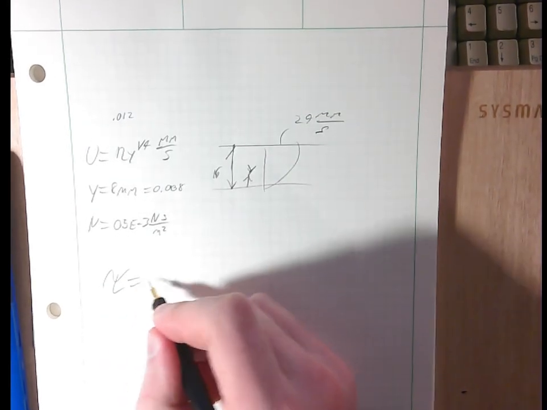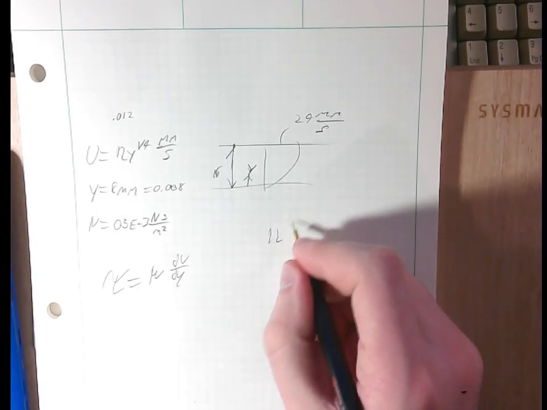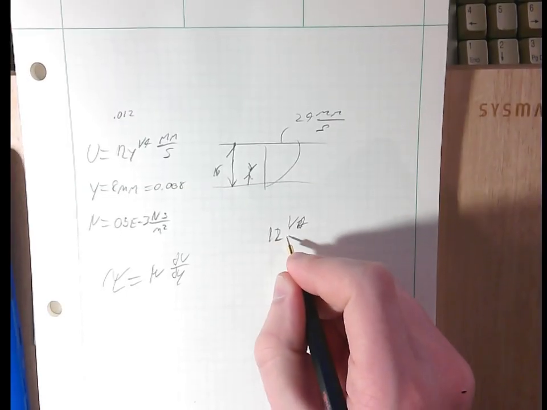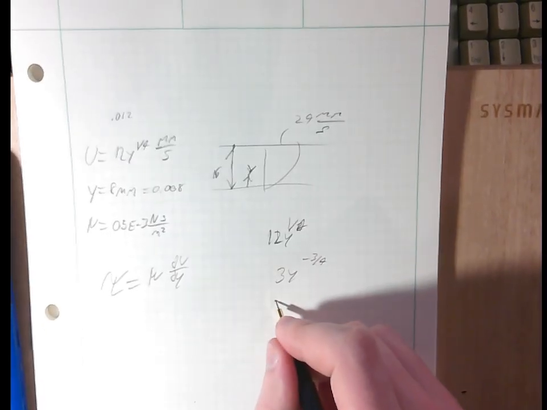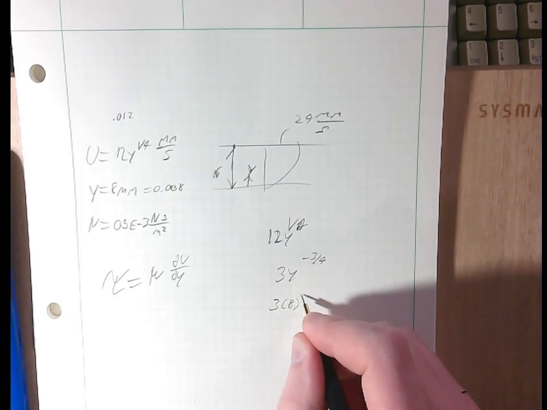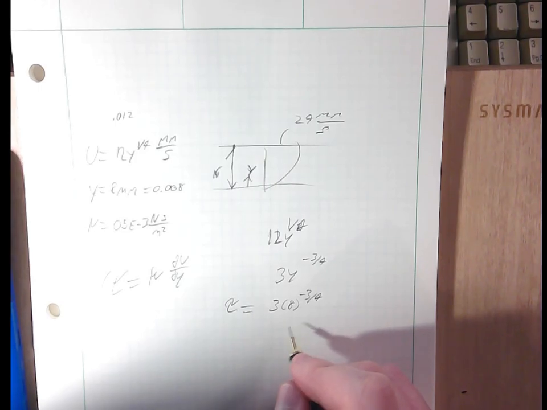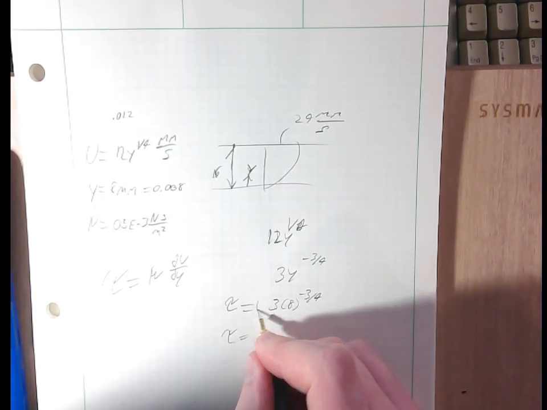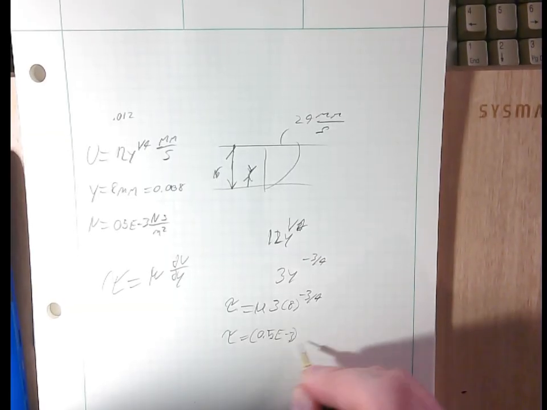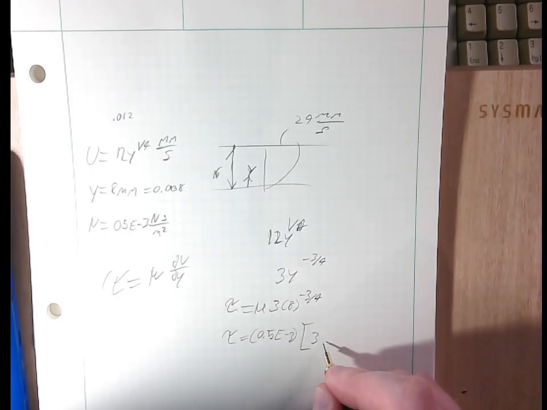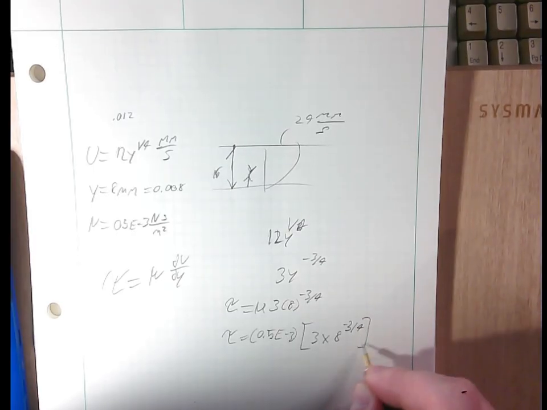So we know that tau is equal to mu du dy. We can just derive this, which we already did. That's the fourth. That's our 12th. Y. This is going to be 3y to the negative 3 over 4. We know y is equal to 8, so this is going to be 3 times 8 to the negative 3 over 4. Tau equals this. Now this is going to have to be multiplied by mu, so tau equals 0.5 e to the negative third times 3 times 8 to the negative 3 fourths, all that e to the third.